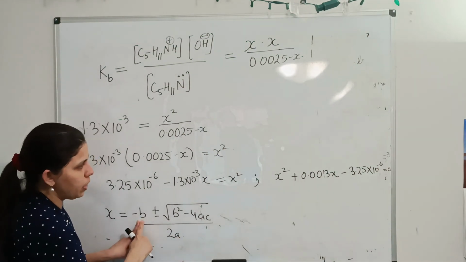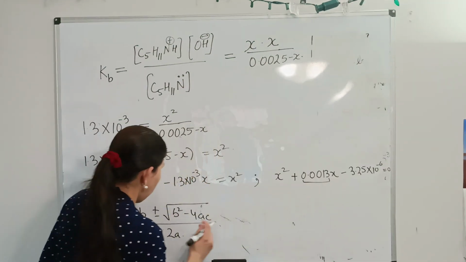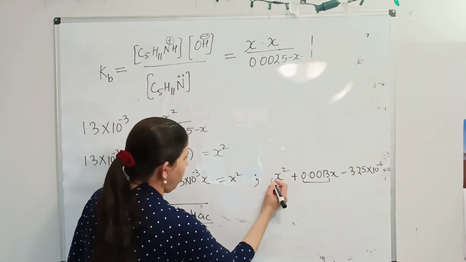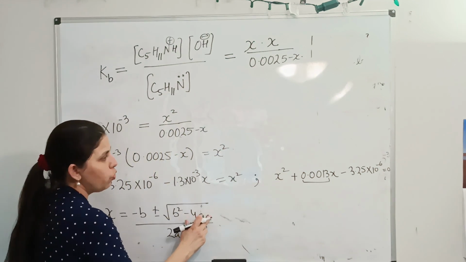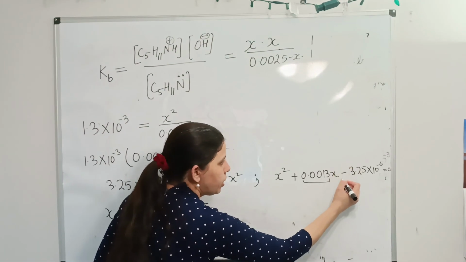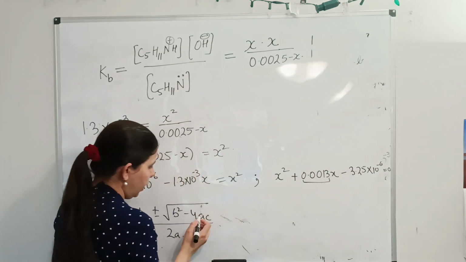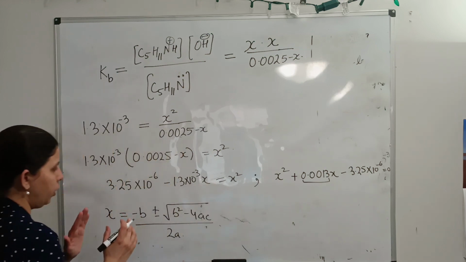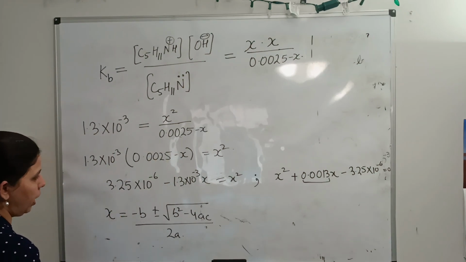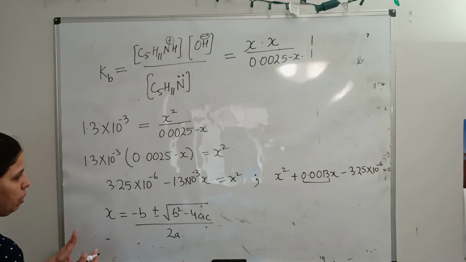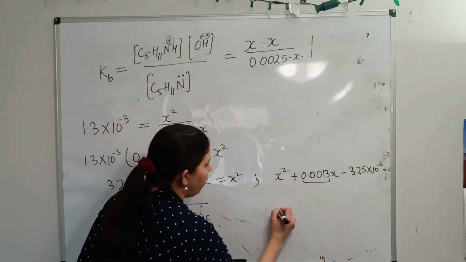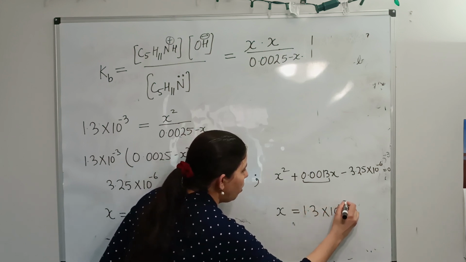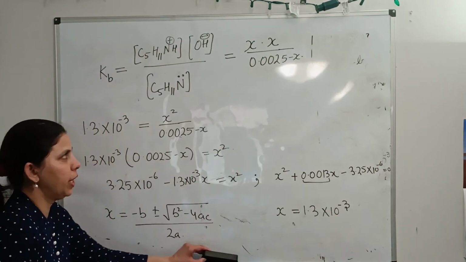So for b, you will substitute this value. For a, since the coefficient of x square is only 1, it is 1. For c, you will also take into account the negative sign of c so that this value becomes positive. So ultimately, by substituting these values, this is just simple mathematics, you will get the value of x to be 1.3 times again 10 raised to the power minus 3.